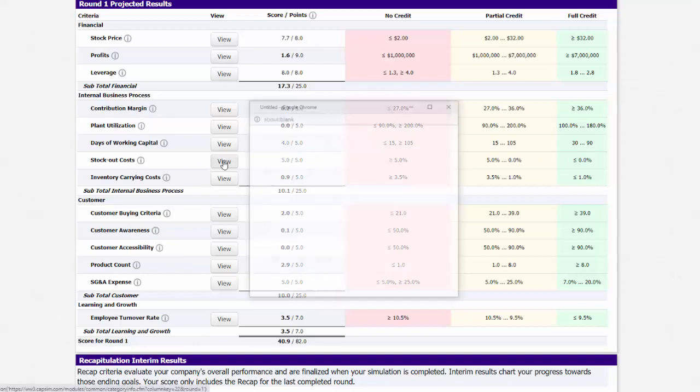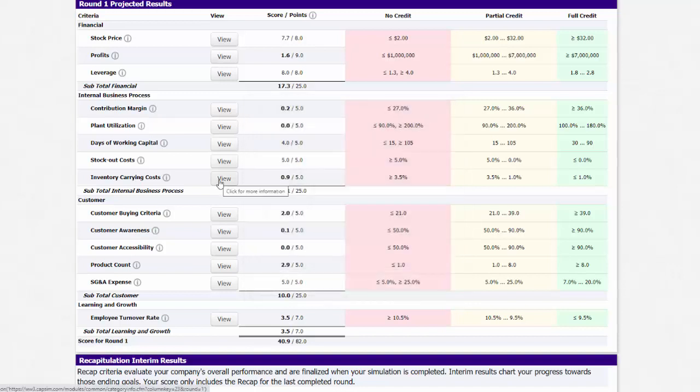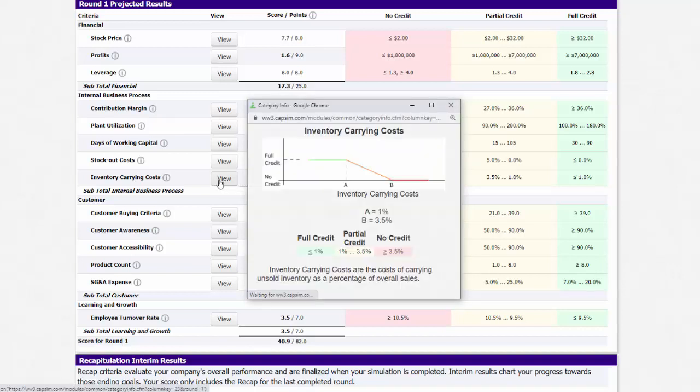In terms of stockout costs, which are lost sales due to stockouts as a percentage of overall sales, you will receive no credit if your stockout costs are over 5%, and partial credit if they are between 0 and 5%. Your inventory carrying costs are the costs of carrying unsold inventory as a percentage of sales. If this cost is over 3.5%, you will receive no credit. If it's between 1 and 3.5%, you will receive partial credit.